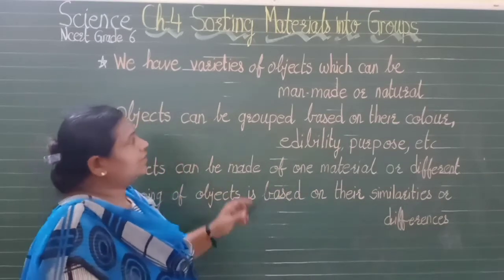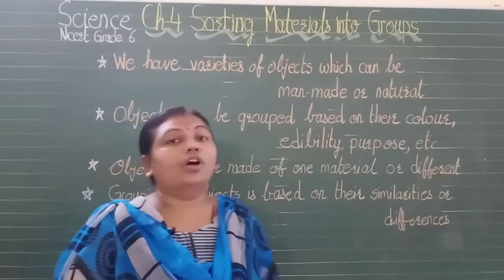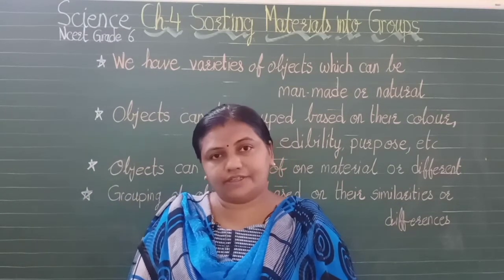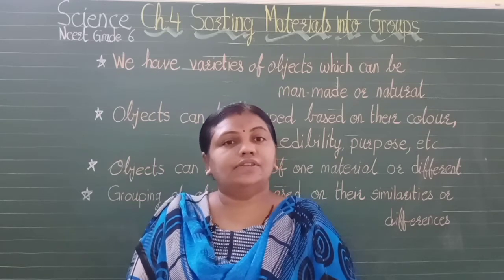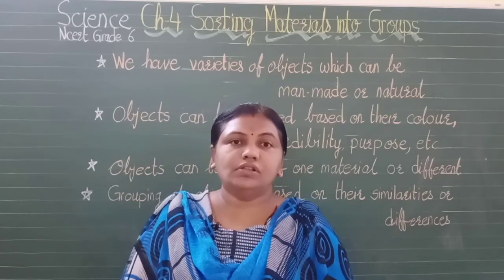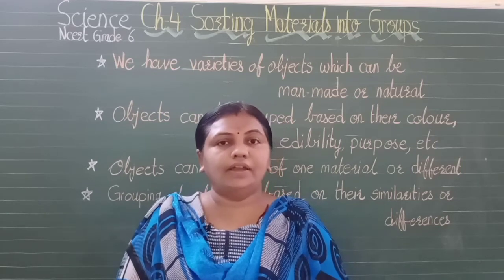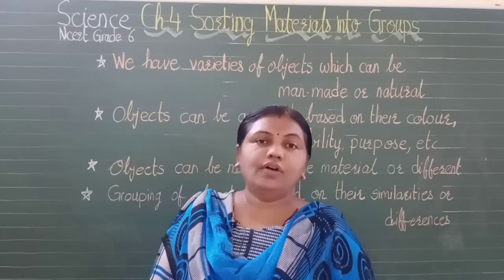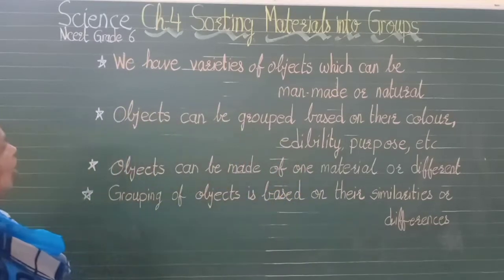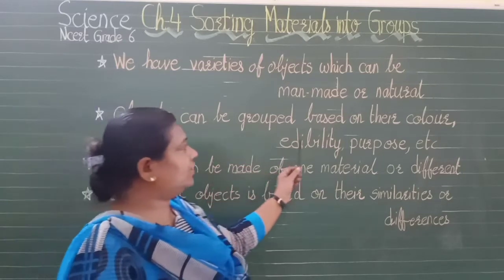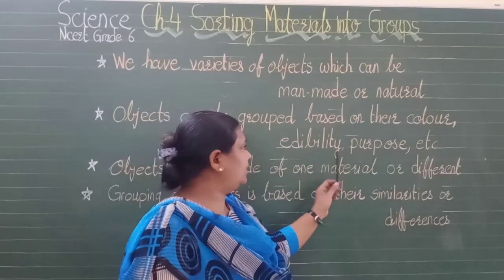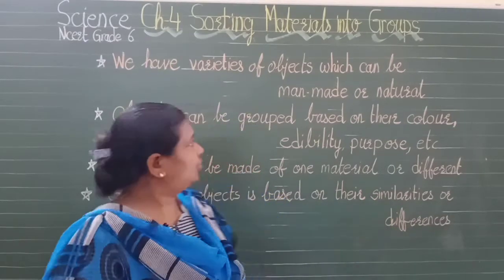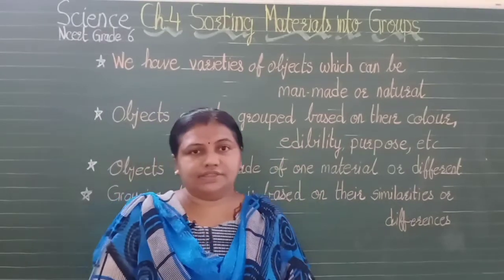We have varieties of objects which can be man-made or natural. Yes, objects can be man-made and also natural. In the first lesson you learned about food. It is also something that we get from plants or animals, isn't it? Here the objects are man-made or natural. Objects can be grouped based on their color, edibility, purpose and so on. So there can be many ways to group the objects, isn't it?